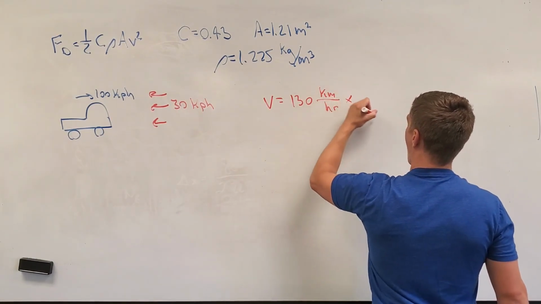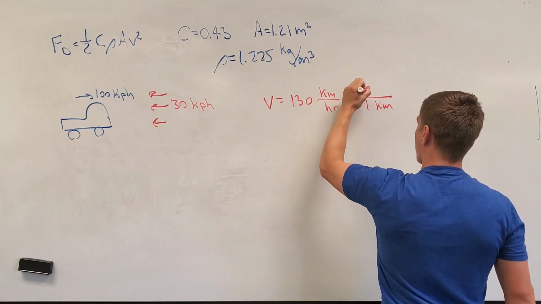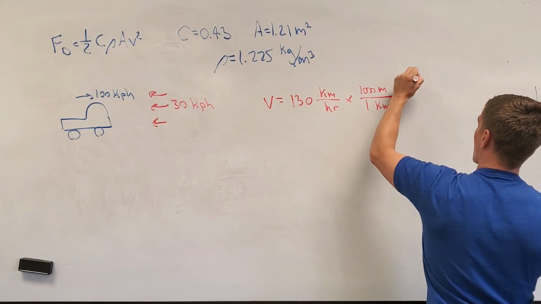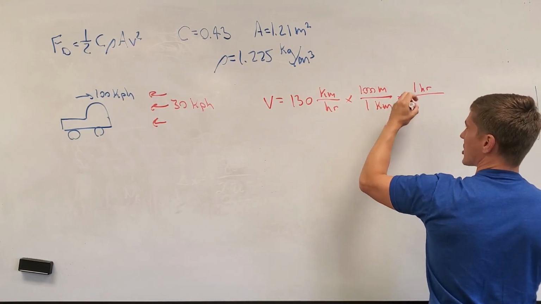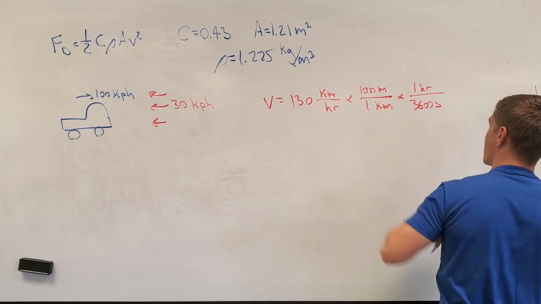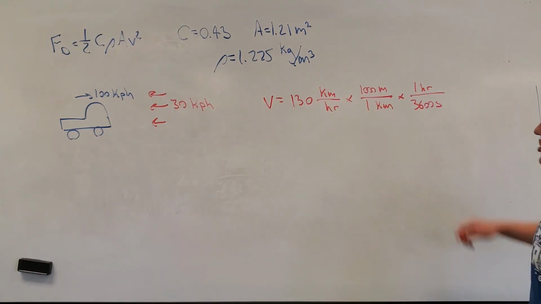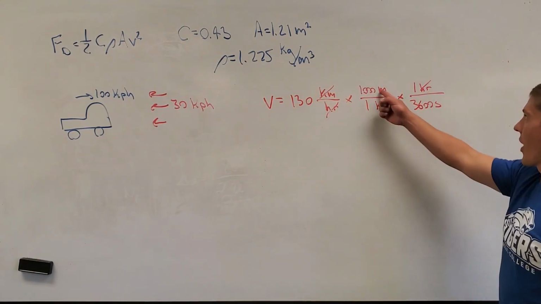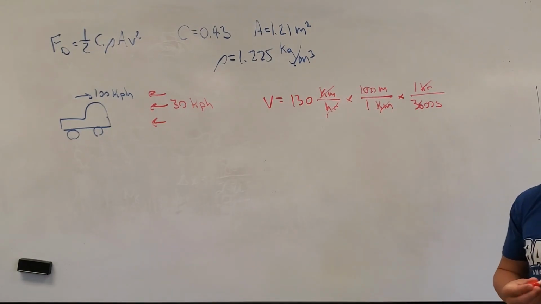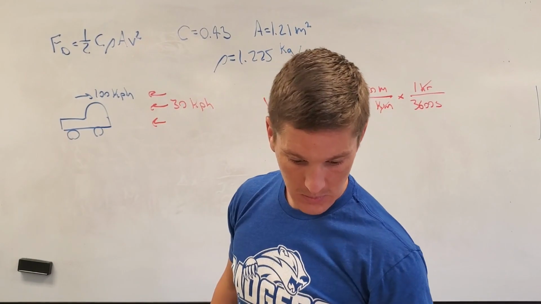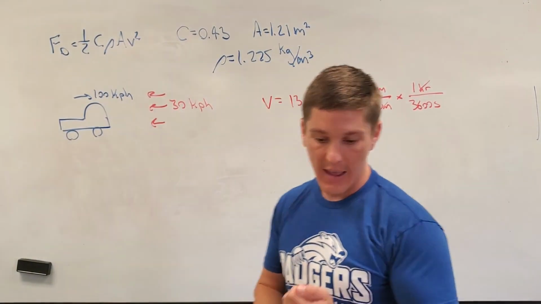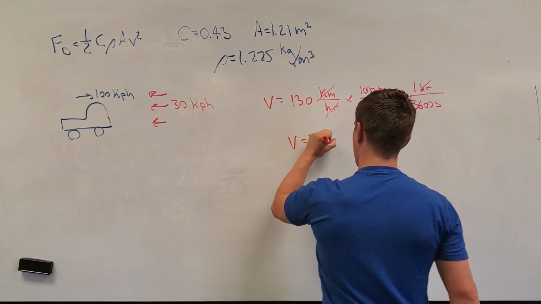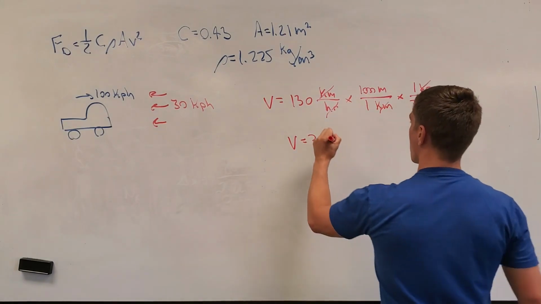I want to get rid of kilometers, so I put 1 kilometer on the bottom of my fraction, 1,000 meters on the top. I want to get rid of hours, so I have 1 hour on the top of my fraction, and there are 3,600 seconds in an hour, which goes on the bottom. So my kilometers cancel out, and my hours cancel out, and I'm left with meters per second. If I plug all that into my calculator, I end up getting that my velocity is 36.11 meters per second.